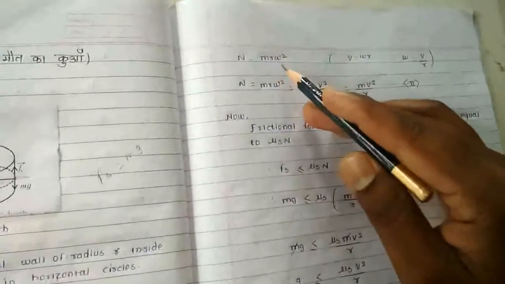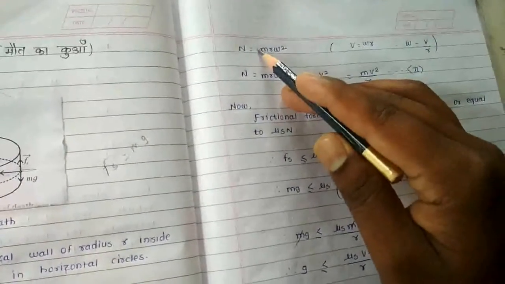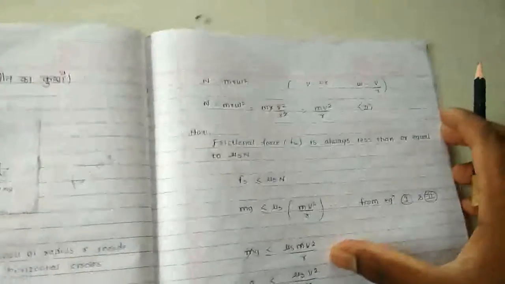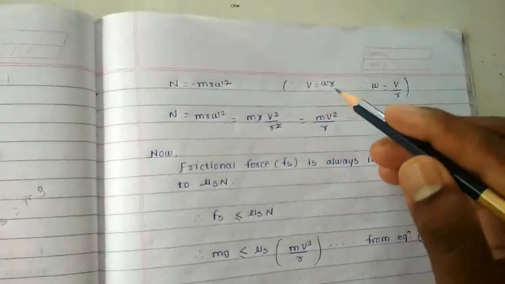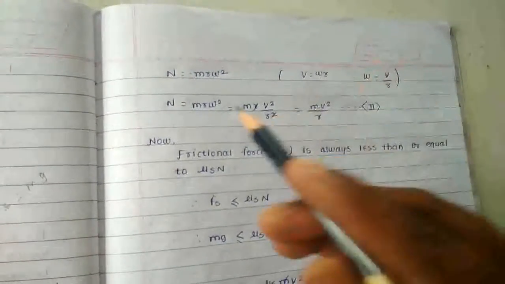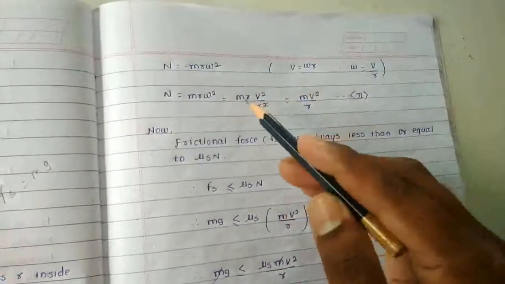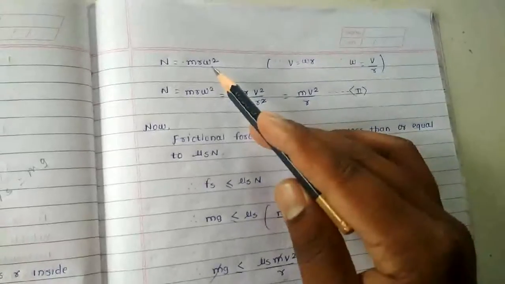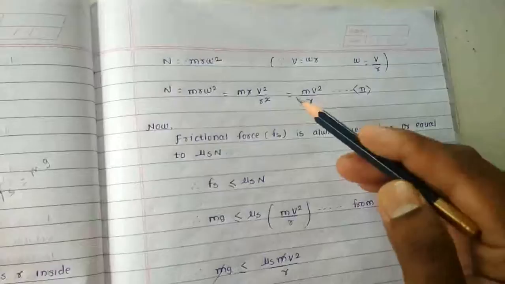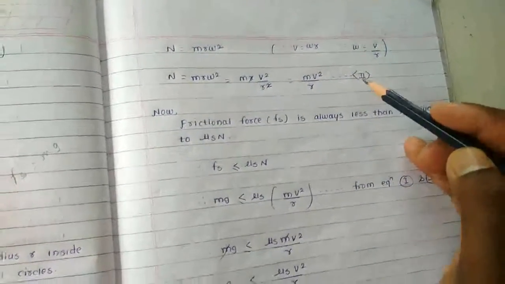So N is equal to m r omega square. We are taking only magnitude, that's why we do not put the minus sign here. It is only m r omega square. But we know v is equal to omega r, and omega is equal to v upon r. Therefore N is equal to m r omega square. Put the value of omega: m r, and omega square is v square upon r square. r gets cancelled, so what is remaining? m into v square upon r. So this is the second equation.